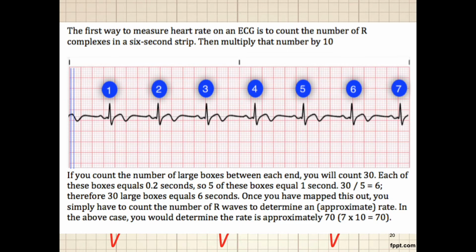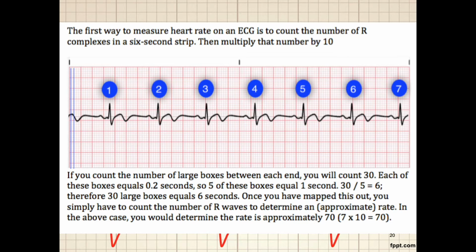The first way to measure heart rate is to count the number of R waves, that is, or QRS complexes, in a 6-second strip. Then multiply that number by 10. How will you know how much time has passed for 6 seconds? There's a couple ways to do it. An easy way is simply to count the large boxes.